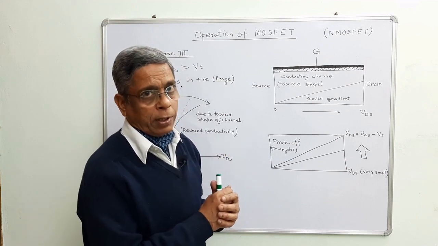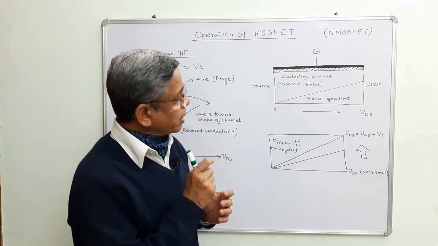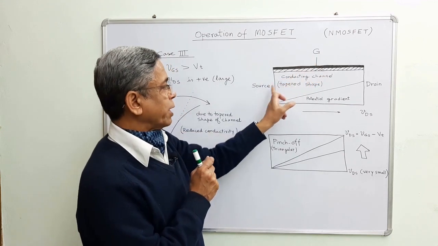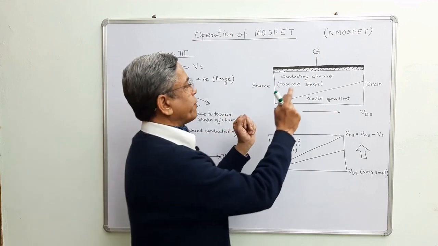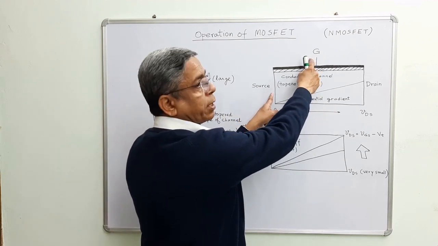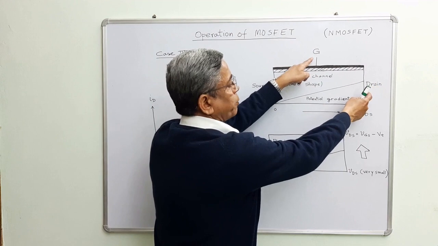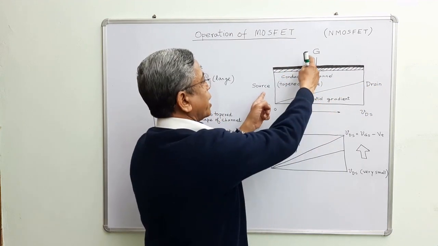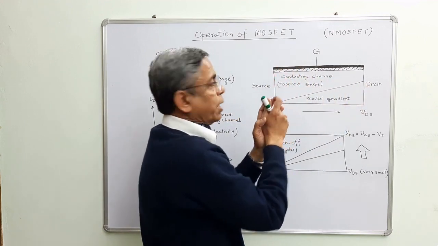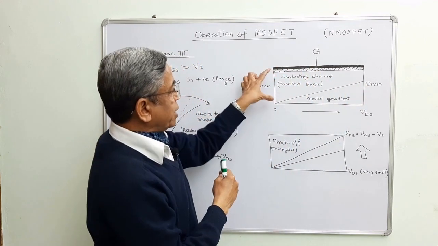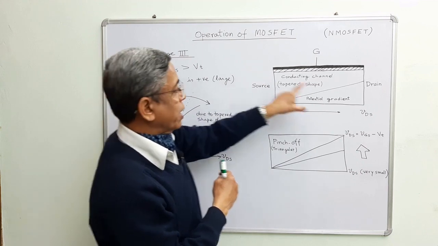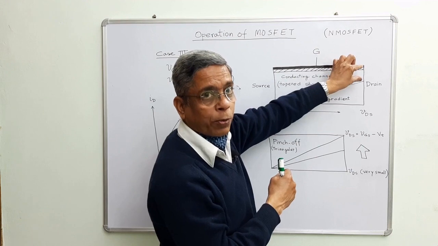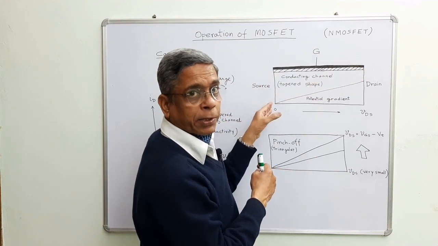One important point to be noticed over here: let us see the potential difference between the gate and various points along the channel. The potential difference between gate and this point, and between gate and this point, varies. It reduces across the channel. It is higher here, lower here. Higher here means the depth of the conducting channel is more, and lower means the depth of the conducting channel is lower. It is shallower here, it is having higher depth here.